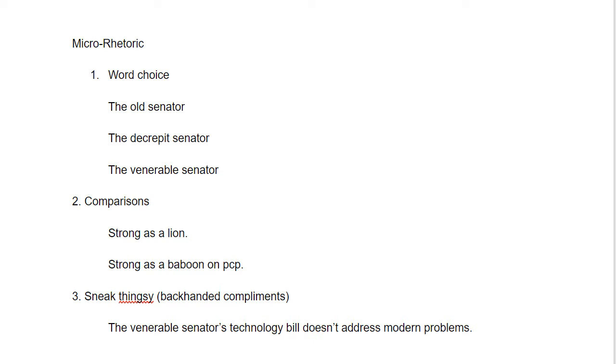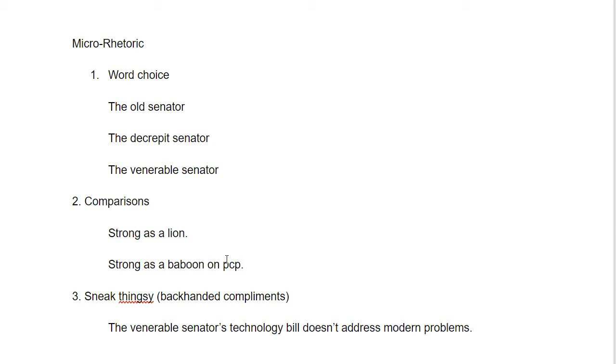It sounds like a baboon's not a mighty and heroic animal, and if you add PCP, this illegal drug, it just doesn't sound good at all. So even though you're still describing somebody who is very strong, you're describing them in such a negative and laughable way. And that's another great example of micro-rhetoric. It's these tiny little pieces, these small parts of sentences that we use to influence.